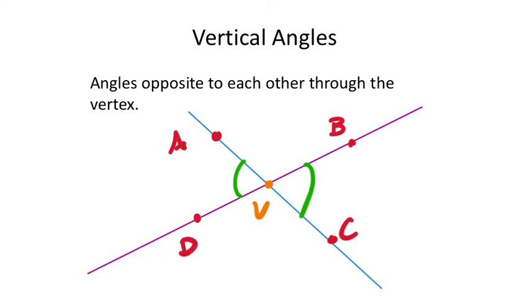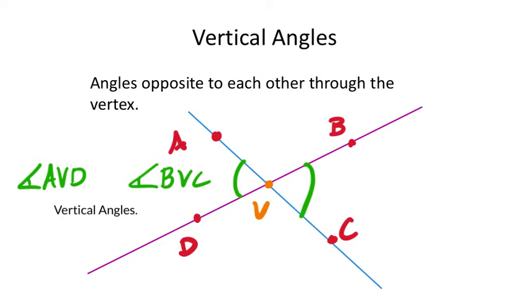Okay? So the angles that I've just marked right there would be angle AVD. Some of you may have said DVA, and that's fine. And then the other angle I have marked as angle BVC. But again, if you put CVB, that's fine. Okay, these are what we call vertical angles. Now, these two vertical angles are opposite to each other through the vertex. And this is what I mean by opposite to each other, this way.